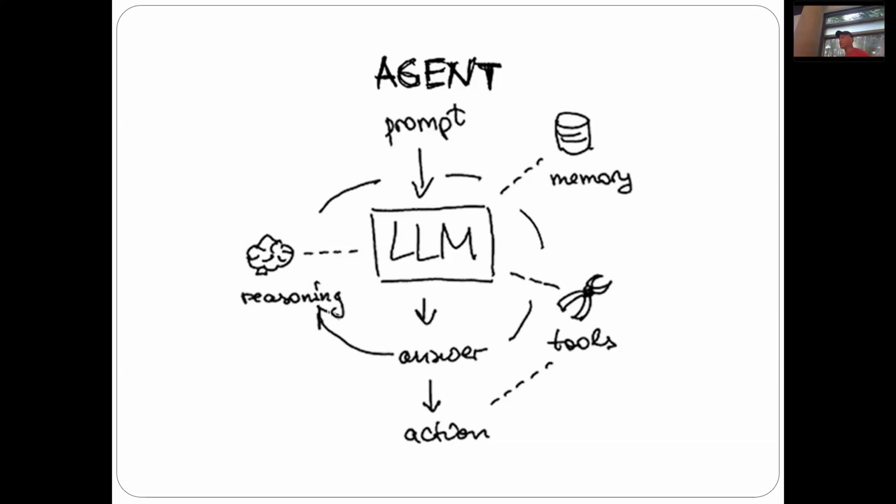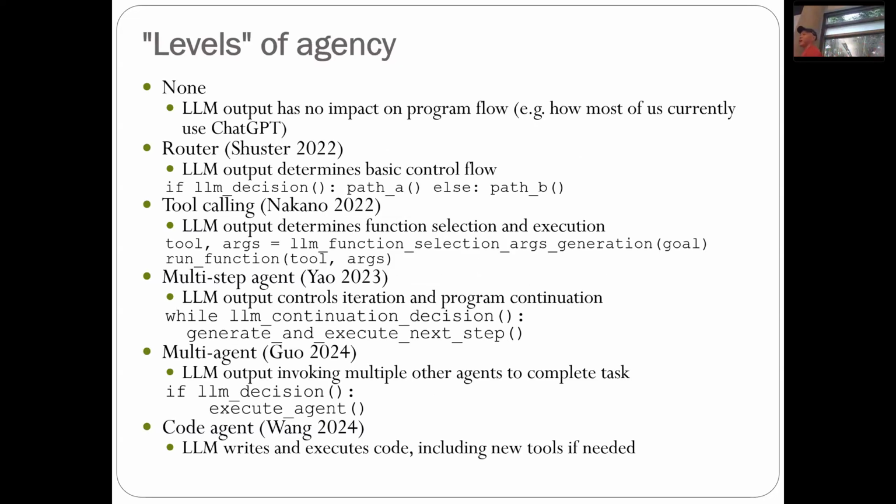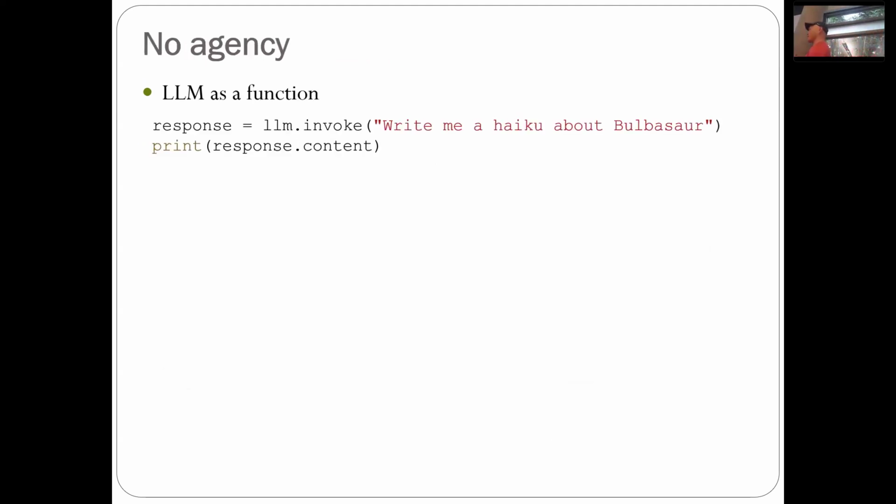I'm going to talk about the levels of agency that have been proposed. We're going to mostly do this multi-step agent. PentestMCP is right here in the middle. But I'm going to do a rundown just to give you an overview of all the different agent architectures that are out there. The first one is no agency. That is the initial generation of applications. You're just treating it as a function call. Here's an example. Write me a haiku about Bulbasaur, and I invoke the LLM as a function call. That's typically what you would do.